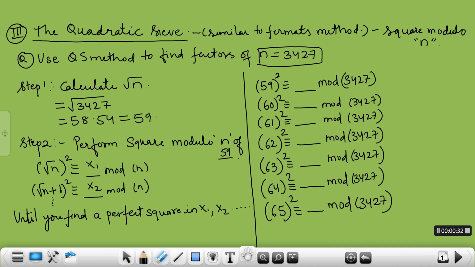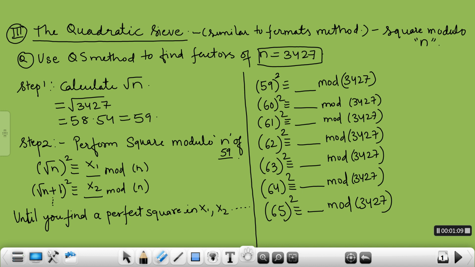So in this algorithm we basically try to find the square modulo n, and check the factors of a bigger number given to you. When the problem is asked in the paper, it will be asked, for example, to find the factors of a number n using quadratic sieve, like finding the factors of the number 3427 using quadratic sieve. When the question says you have to find the factors using quadratic sieve, it means you have to use this method.